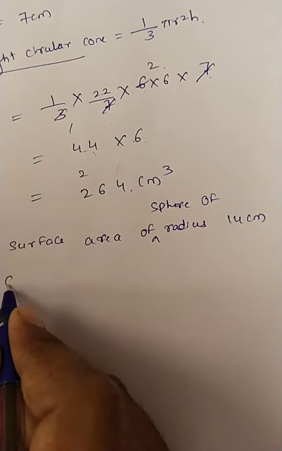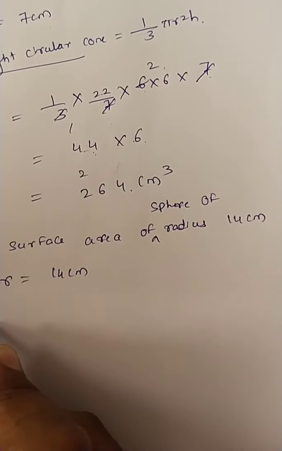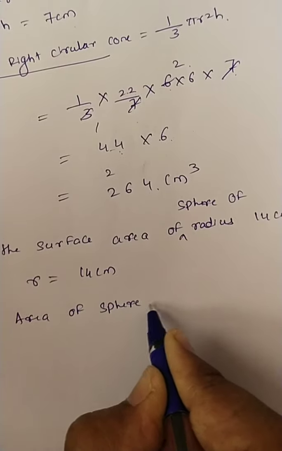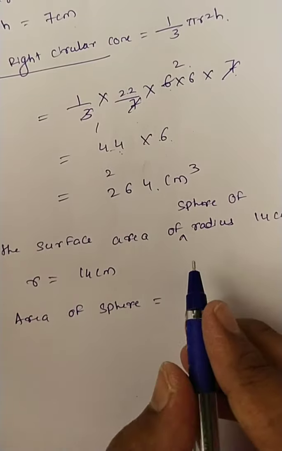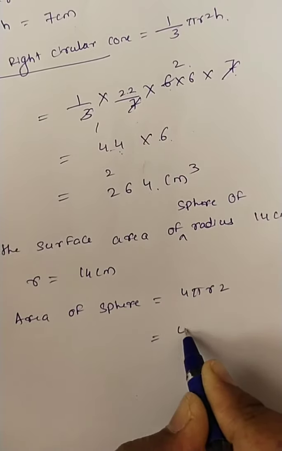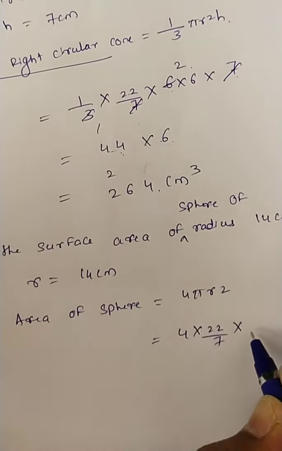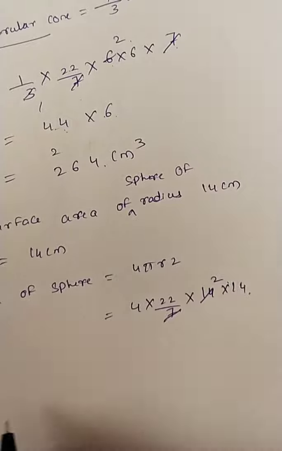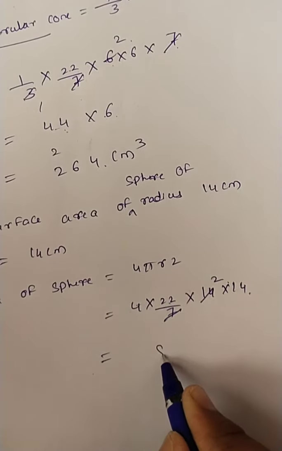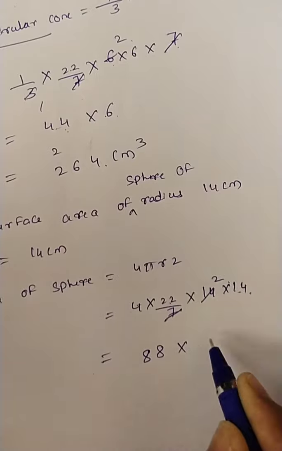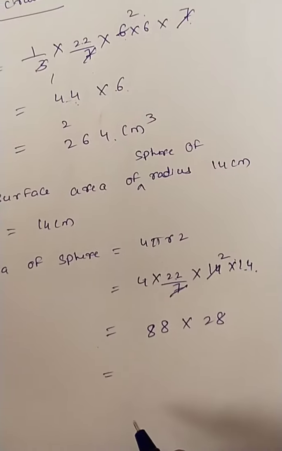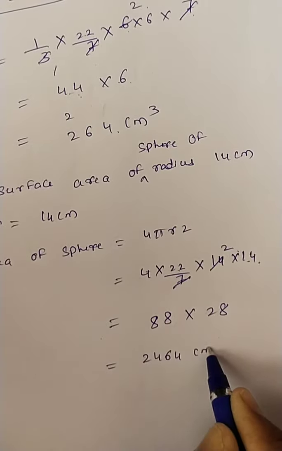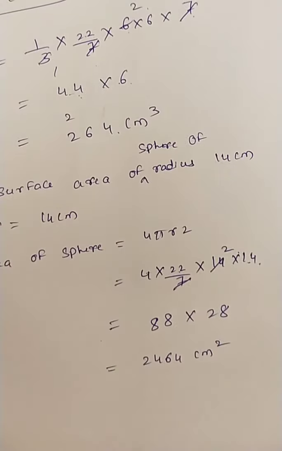So we know that r is equals to 14 centimeter, and for the area of a sphere you have the formula 4 pi r square. So it is 4 into 22 by 7, r square, you are getting 14 into 14. 7 twos are 14. So 22 into 4 is 88, 14 into 2 is 28. If you multiply 88 into 28, I am getting 2464 centimeter square.